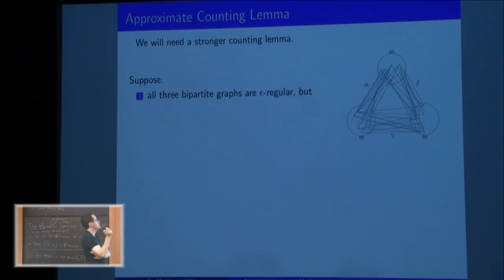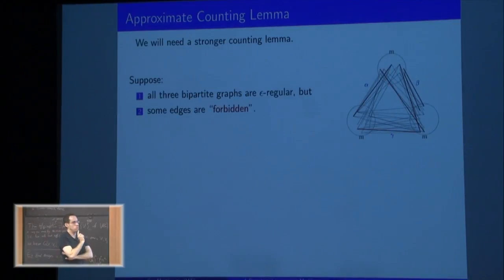We call it the approximate counting lemma. Here the setting is as follows. As before, we are going to assume that in our tripartite graph, all 3 bipartite graphs are epsilon regular. But also we have this restriction. We have some set of red edges, of forbidden edges. Forbidden in the sense that now we want to show that there are many triangles, and our triangles are not allowed to use any of the forbidden edges. Why? Intuitively, where is this forbidden thing coming from?